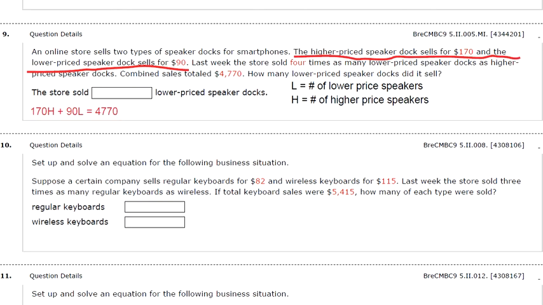Okay, so if you're not sure where that equation comes from, you'll want to look at it for a bit. Try to plug in some numbers. Like if there was 2 higher price speaker docks, 1 lower price speaker dock, you'd plug those in. That'd calculate how much money you've made so far.